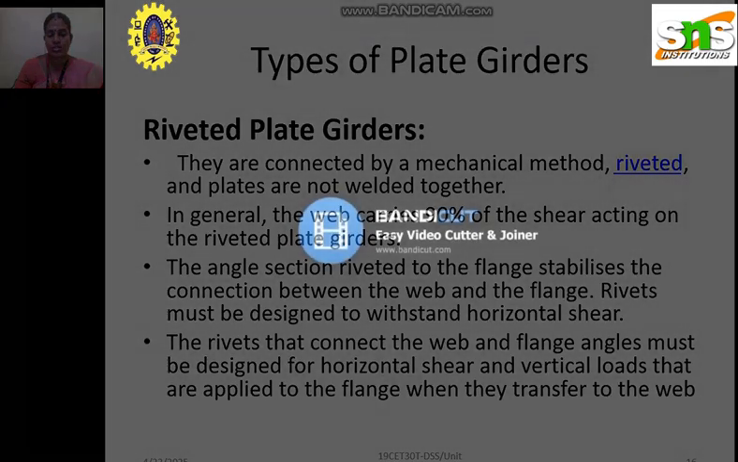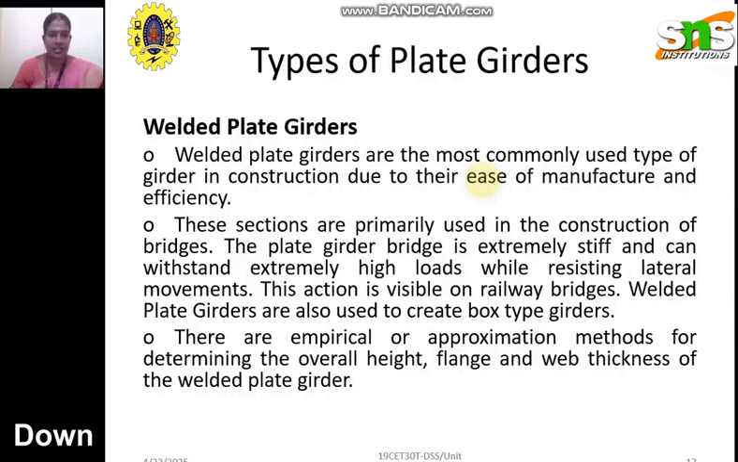And also taking a welded plate girder, this is the most commonly used type of plate girder, and it is very easy to manufacture, and it gives more efficiency. These sections are mainly used in the construction of bridges. The plate girder bridge is extremely stiff, and it can withstand extremely high loads while resisting lateral moments. This action is visible on railway bridges. The welded plate girder is also used to create box type girders.